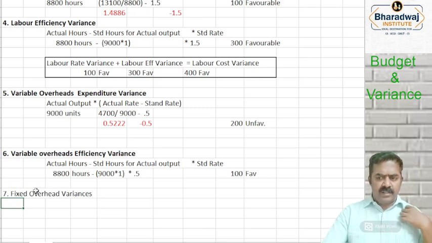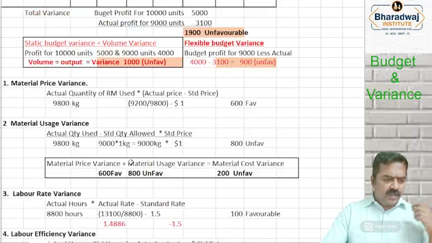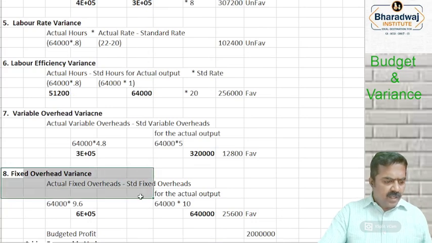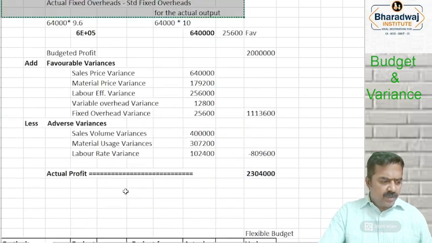Fixed overhead variance. You can work it out directly. How to work out fixed overhead variance? Actual fixed overheads minus standard fixed overheads for actual output.